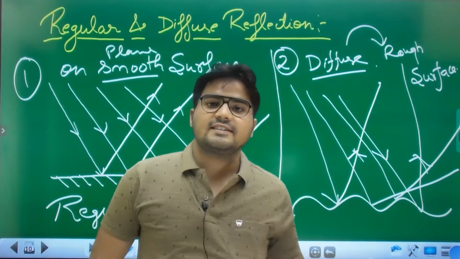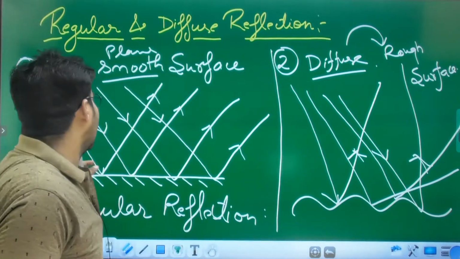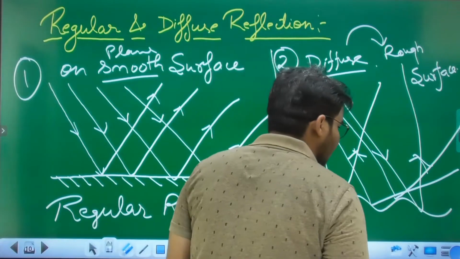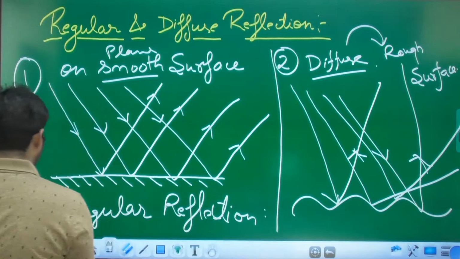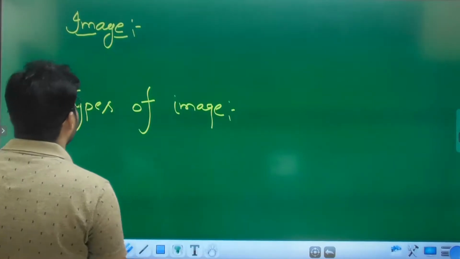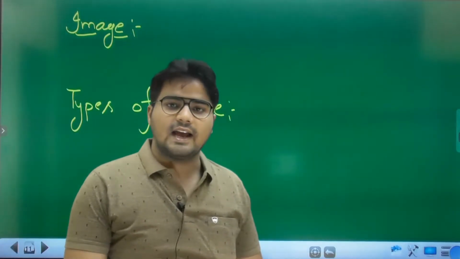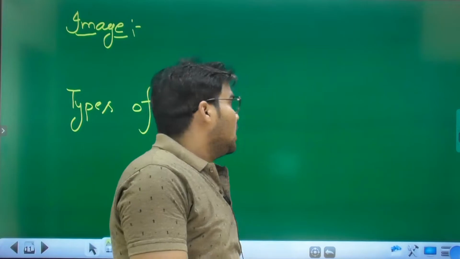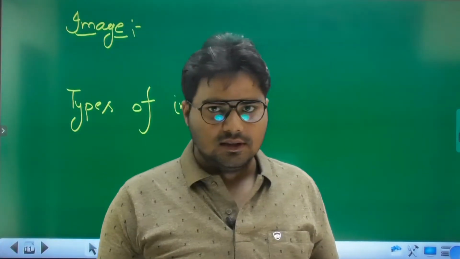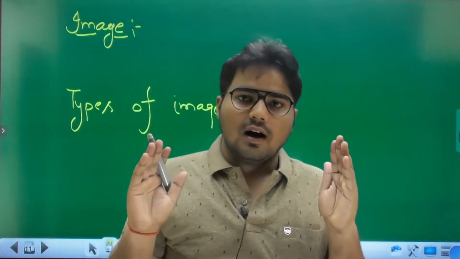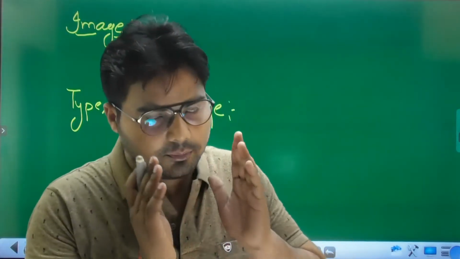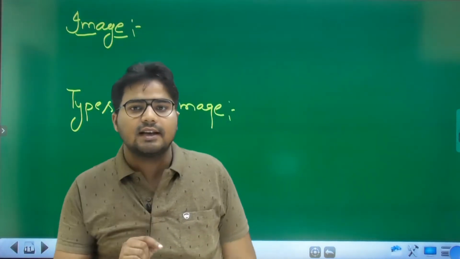Okay, what did we study here? We studied the regular reflection and the diffuse reflection. Clear? So now move to the next slide. Here we will study images and the types of images. Clear? So what is an image? You simply know that after reflection the image is formed, only then are we able to see that object. Clear? So let us take an example.